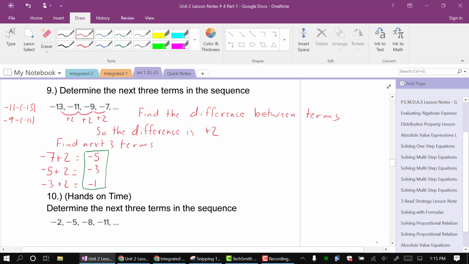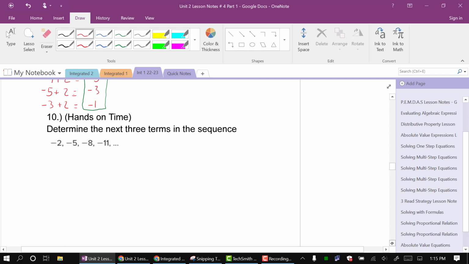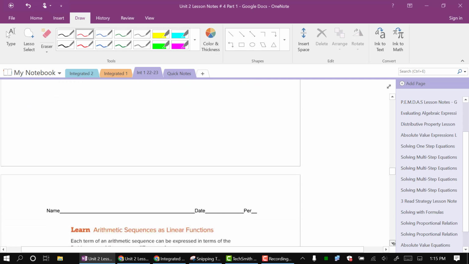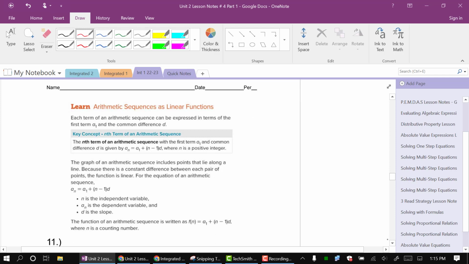Go ahead and pause your video and give number 10 a try. Hopefully you're able to solve number 10. Let's take a look at another idea dealing with arithmetic sequences.